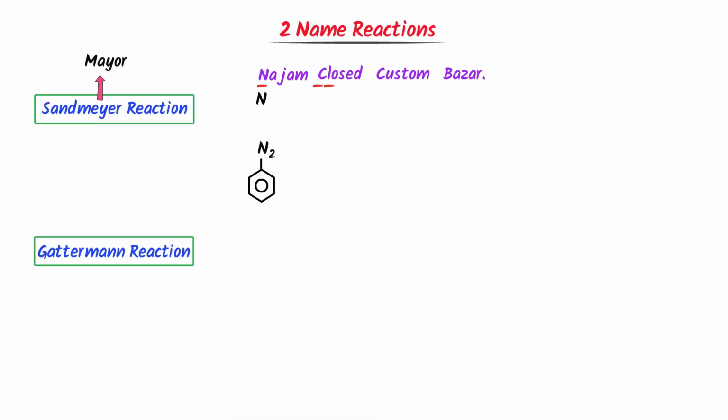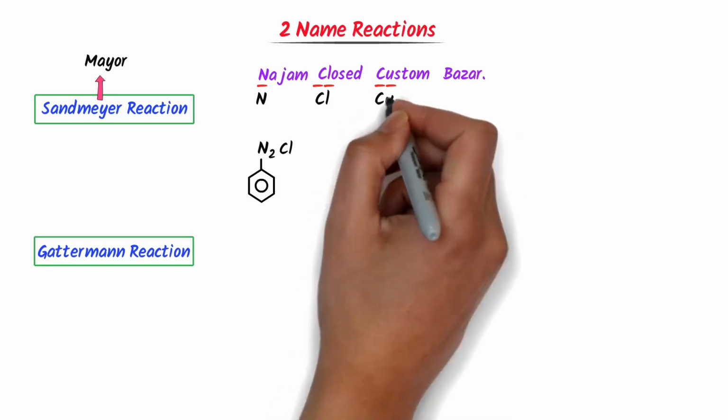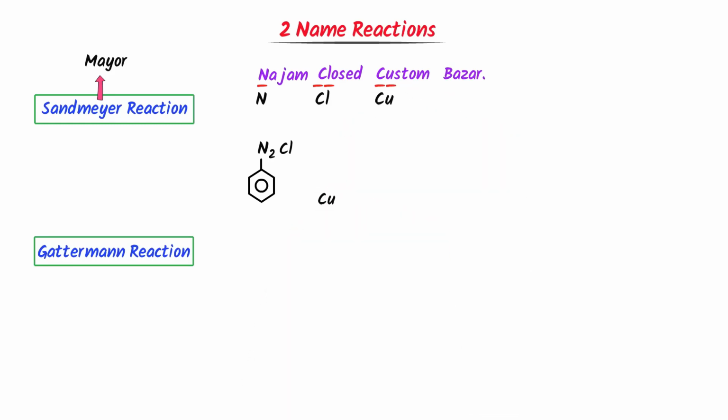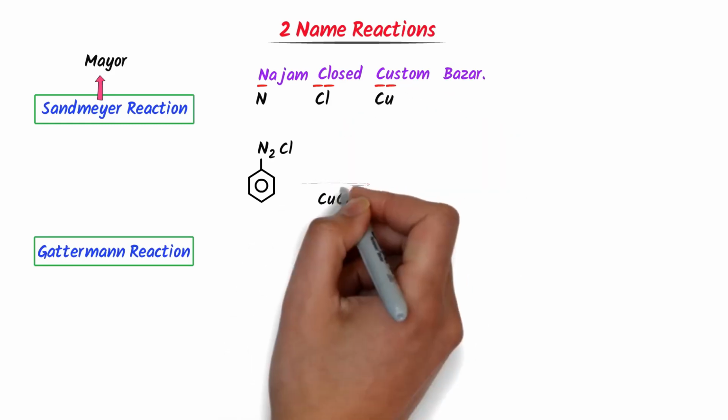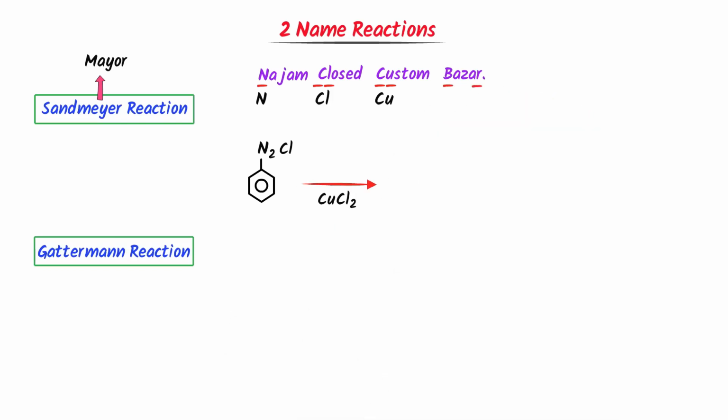This Cl in "close" stands for chlorine. Now this Cu in "custom" stands for copper. I again need to put one halogen like chlorine. This Br in "bazaar" stands for bromine. We know that Br does not exist independently, so I put hydrogen with it. So these are the reactants of this reaction. Now we can easily guess its products.